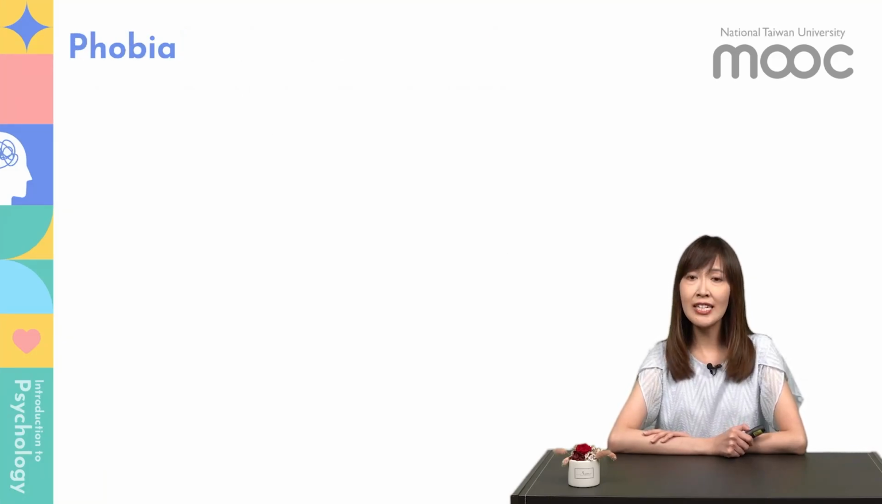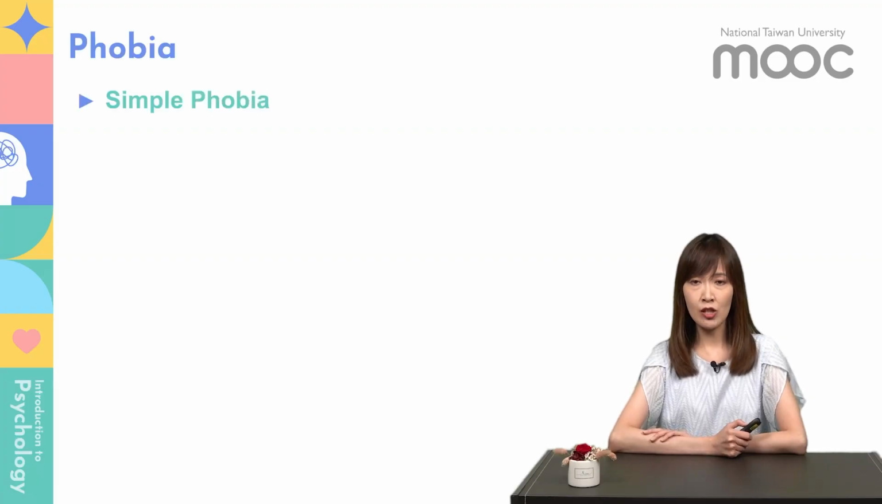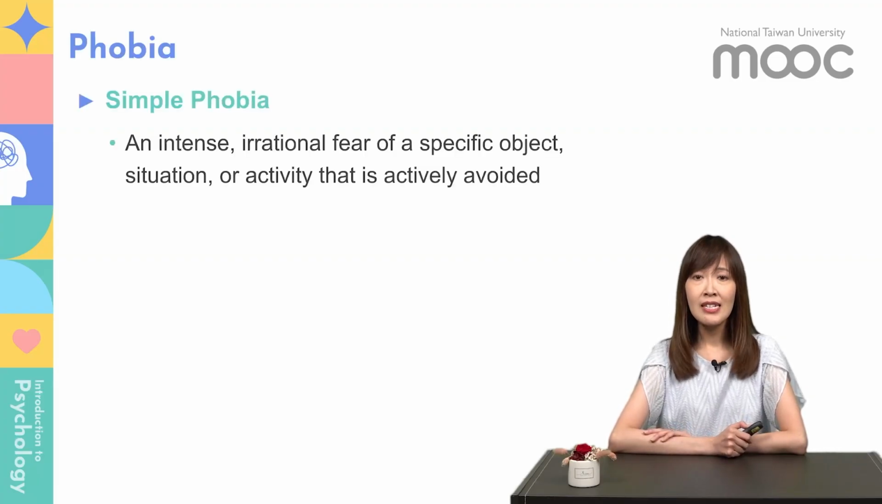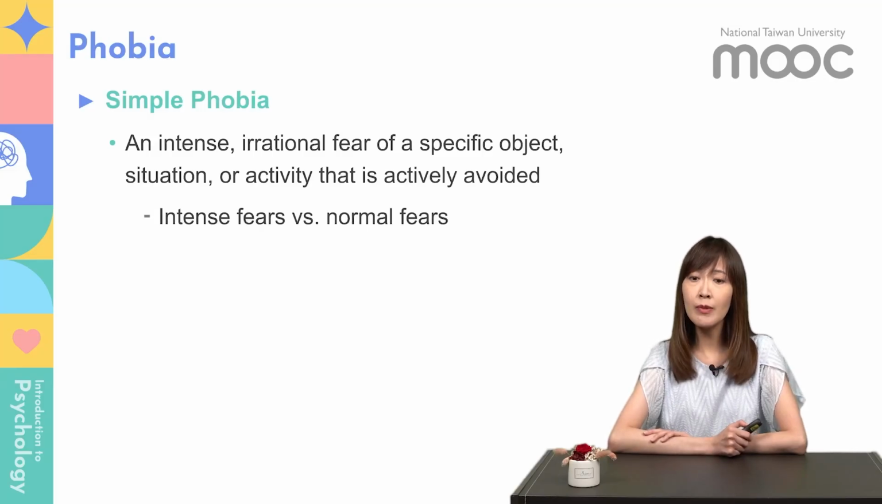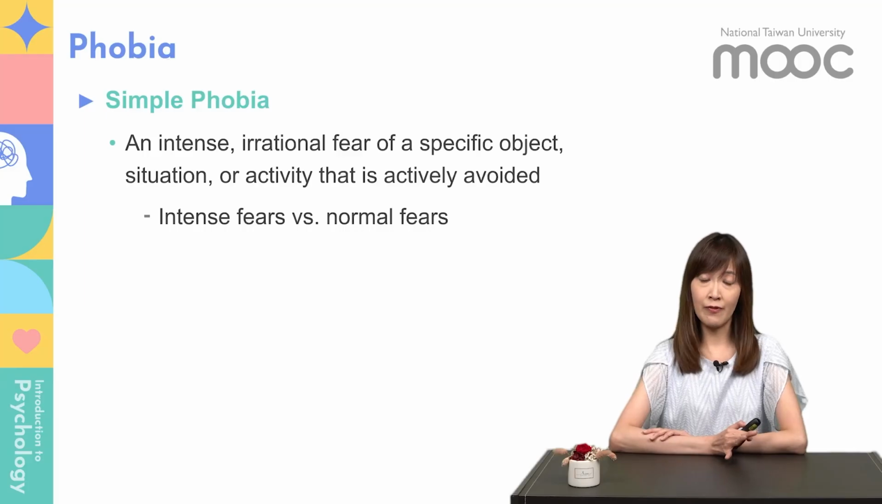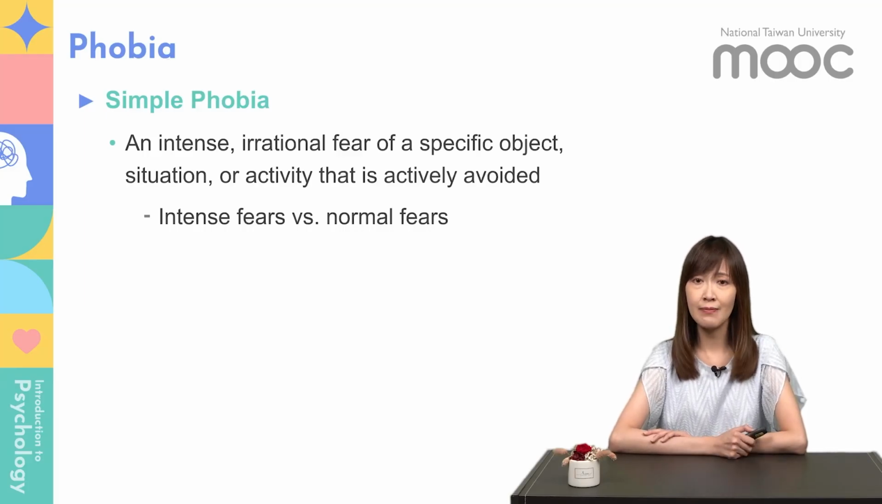Then next, let's look at phobia. So let's talk about simple phobia. Simple phobia refers to the intense and irrational fear of a thing. So we're afraid of a specific thing. And we know that the fear is irrational and unreasonable, but we just cannot control it. And we should know that normal fear is different from intense fear. For instance, you might be afraid of rats. But if you're not looking at rats, then you're fine. So that's just the normal fear.